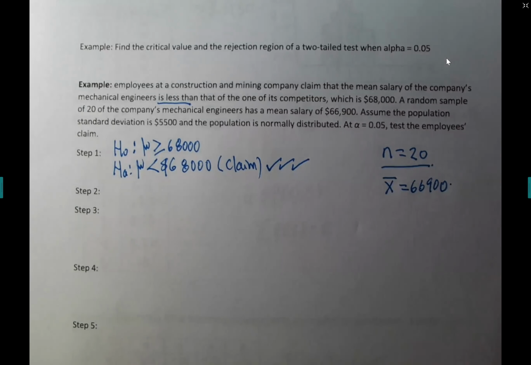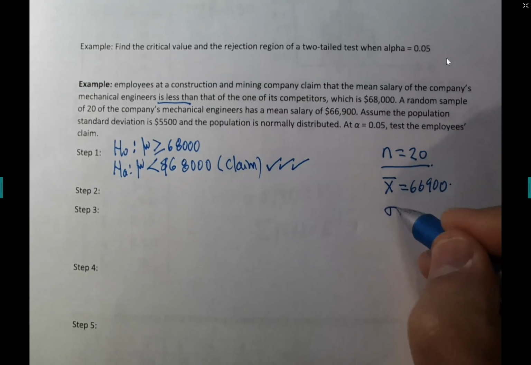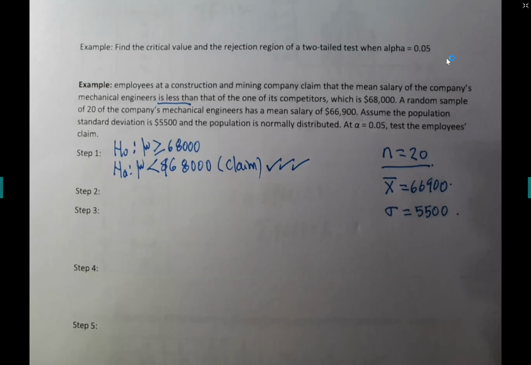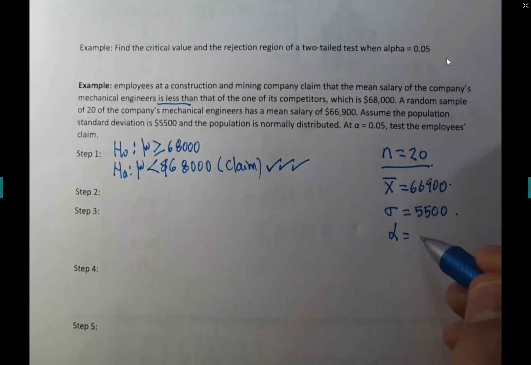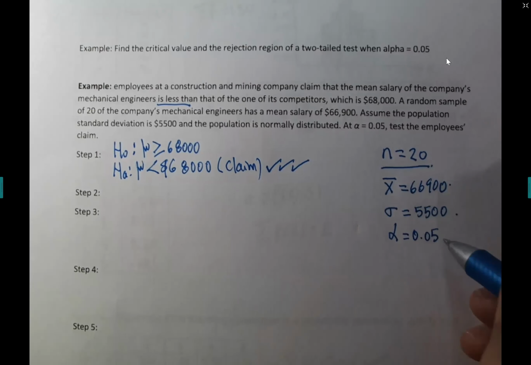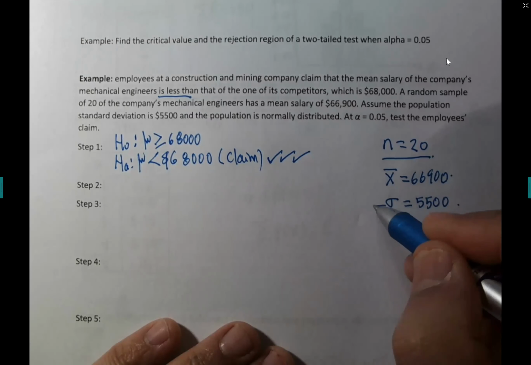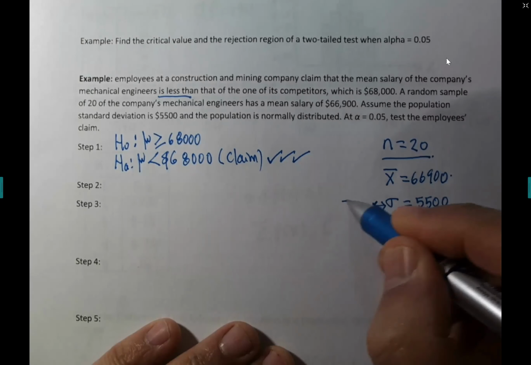Assume that the population standard deviation is 5,500. So sigma, guys, is 5,500. And the population is normally distributed. At alpha equals 5%, test the claim. All right. He has to give you alpha, guys. So do you guys agree with me? Because he gave you sigma, you conclude right away it's a z-test.